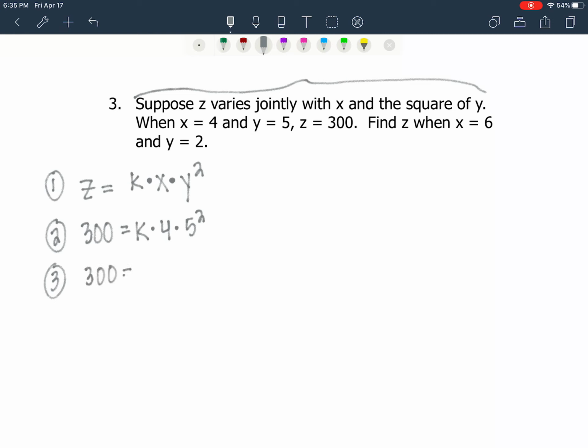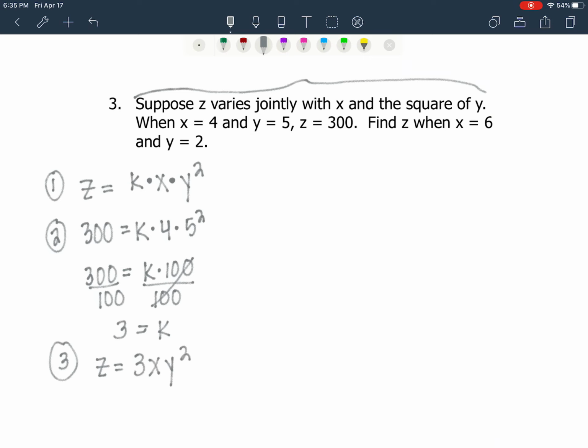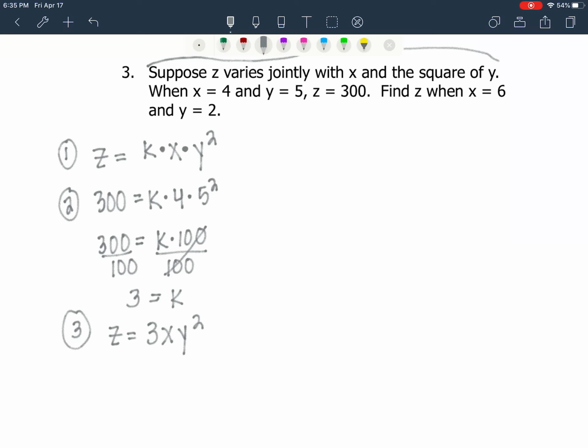Actually, that's not my third step. I need to solve for k right here. So 300 equals k times 100, and then divide both sides by 100. So k equals 3. And then a third step, that's rewriting z equals 3xy squared. So that's our specific law. So this is our specific formula for the problem. And we're going to use the specific formula to solve.